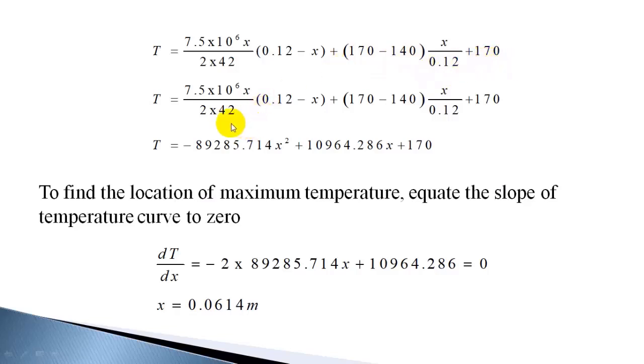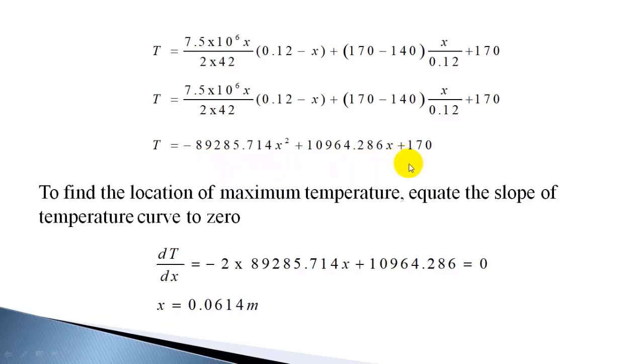So substituting that and reducing, you will get an expression for temperature as T is equal to minus 89,285.714 x square plus 10,964.286 x plus 170. As you all know, this is an expression for a parabola. So it is a parabolic variation. Temperature varies parabolically within the material.